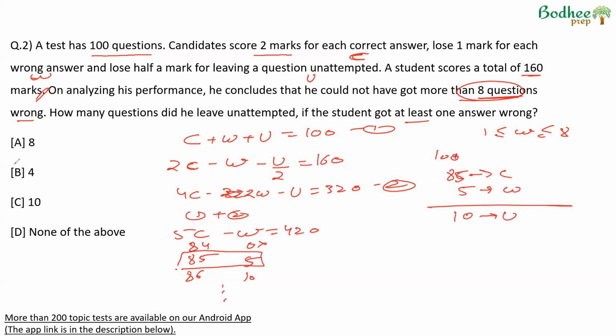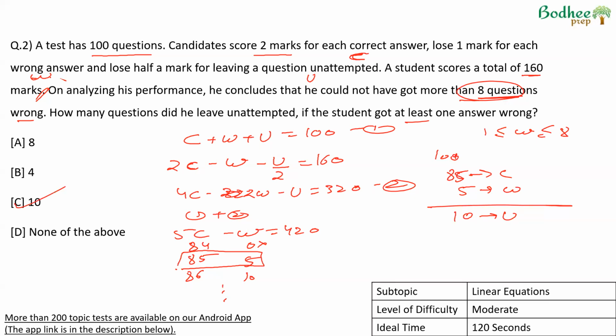How many questions did he leave unattempted? 10 becomes the answer, option C. Again, multiple solutions are there from which we have to find the correct solution. So, moderate level of difficulty, 2 to 2.5 minutes to solve.